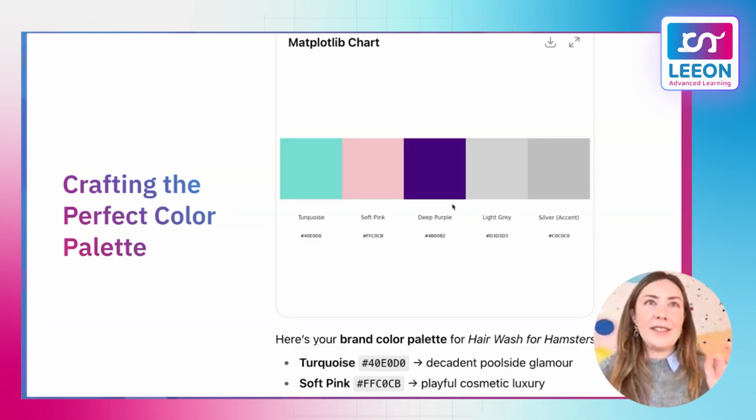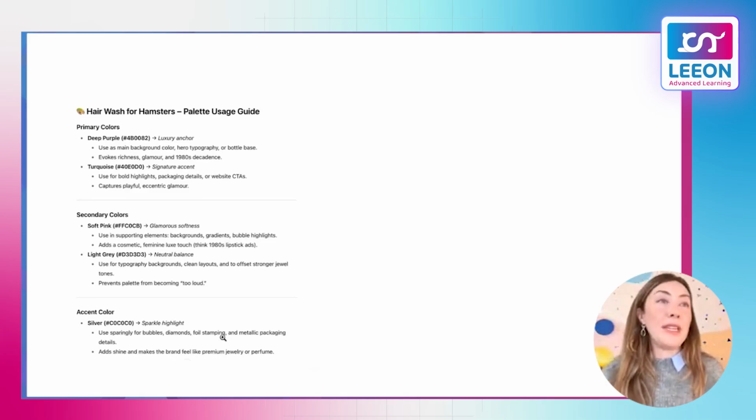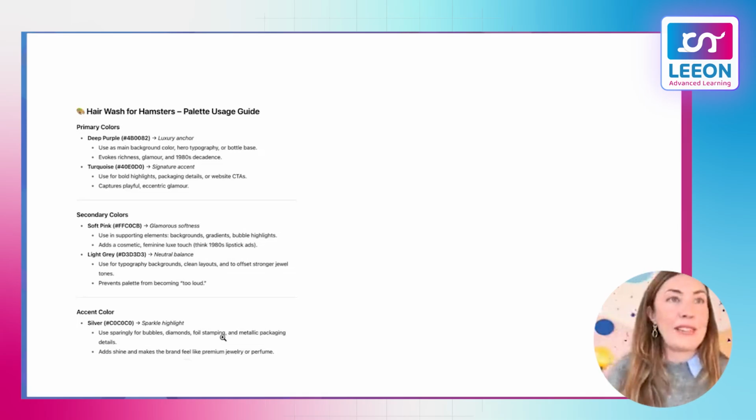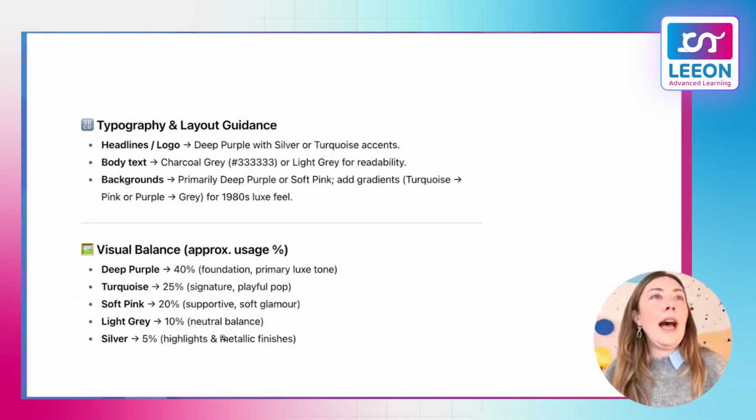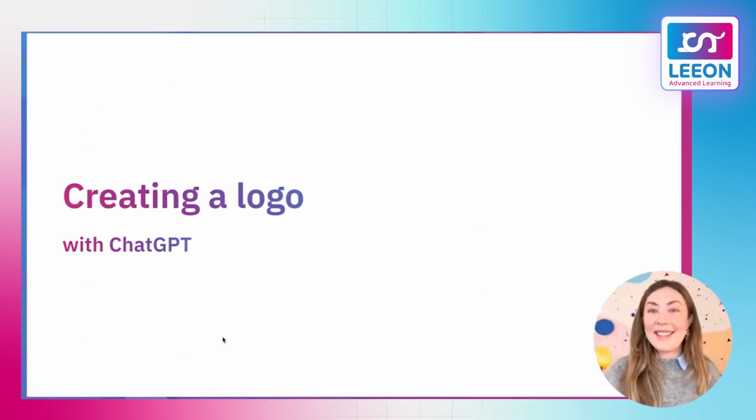Okay, wonderful. So we've got our lovely little palette here. It goes through how it would all be used as well, which is really, really handy. So where you put the accent color, where the set primary colors are, secondary colors, great stuff. Gives us some more stuff about how to use everything. So it really has built some branding guidelines for us.